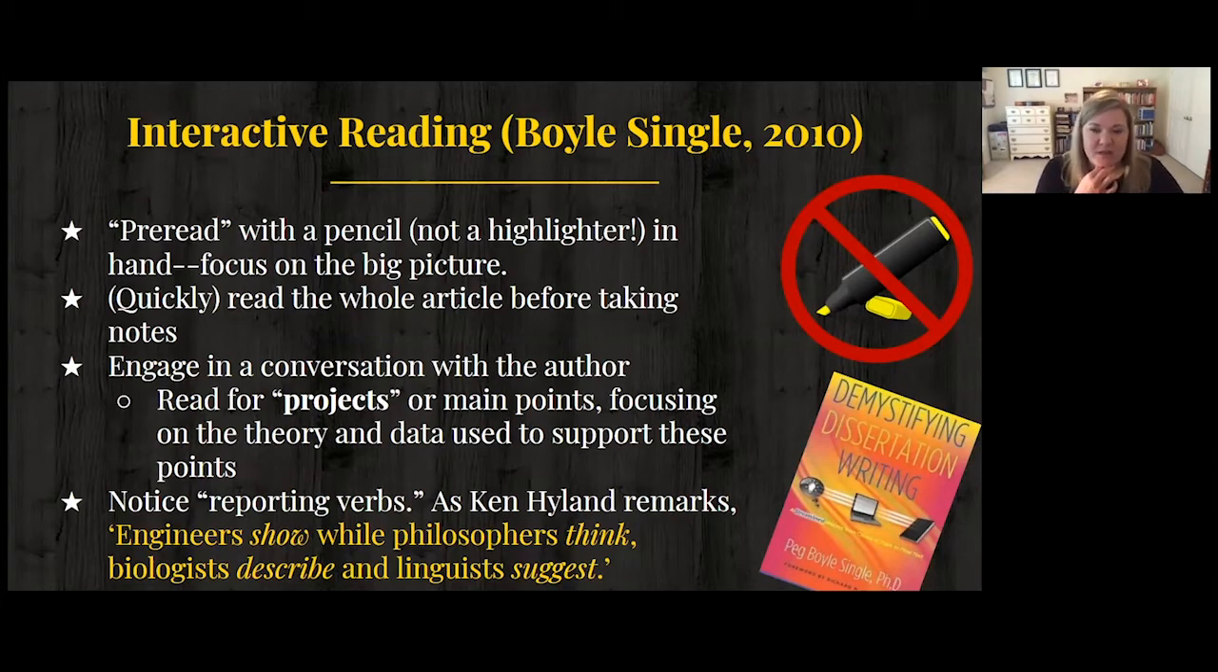So you'll see on the screen, there is a highlighter with a red X through it, because counterintuitively, highlighting is the worst thing you can do while you're reading. Highlighting is a passive act that when you're highlighting, all you're thinking is, I'm highlighting. Oh, I went too far in the highlighting, right? We've all had that moment. And so instead, Boyle Single says, here are the steps to think about having really active reading conversations so you know what you want to take from the reading to your literature review or to other projects.